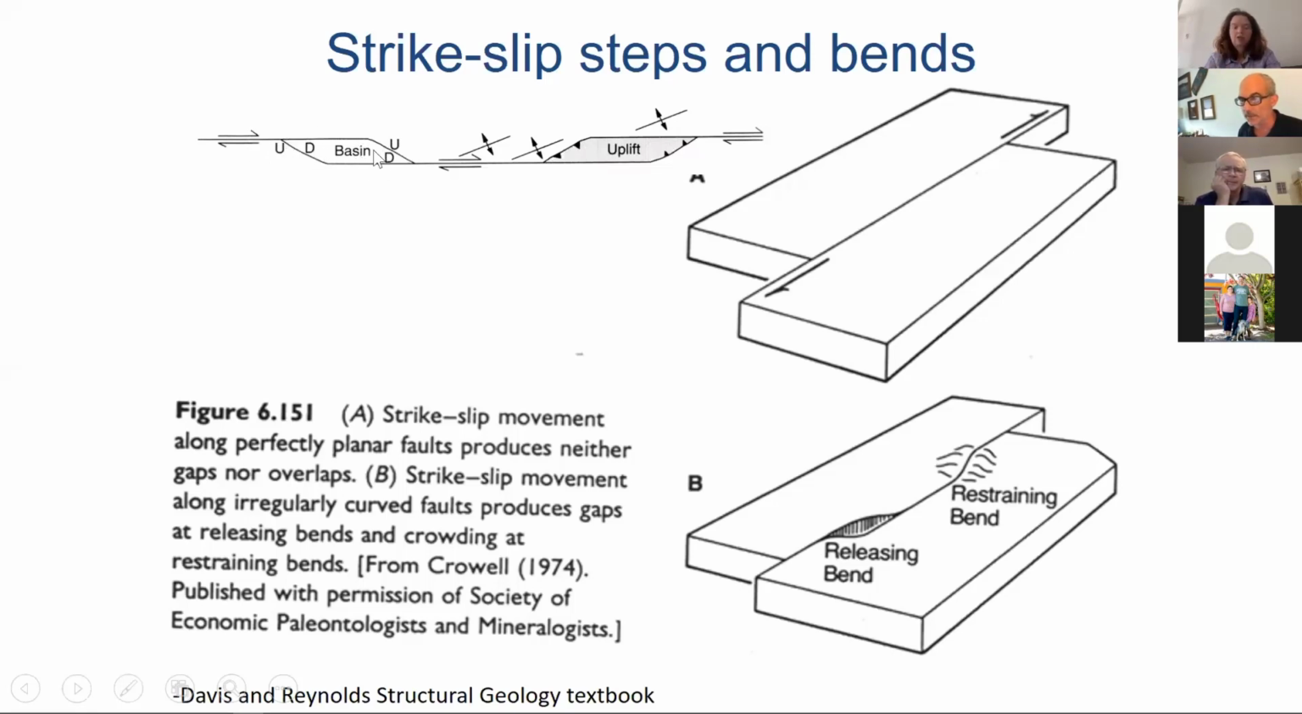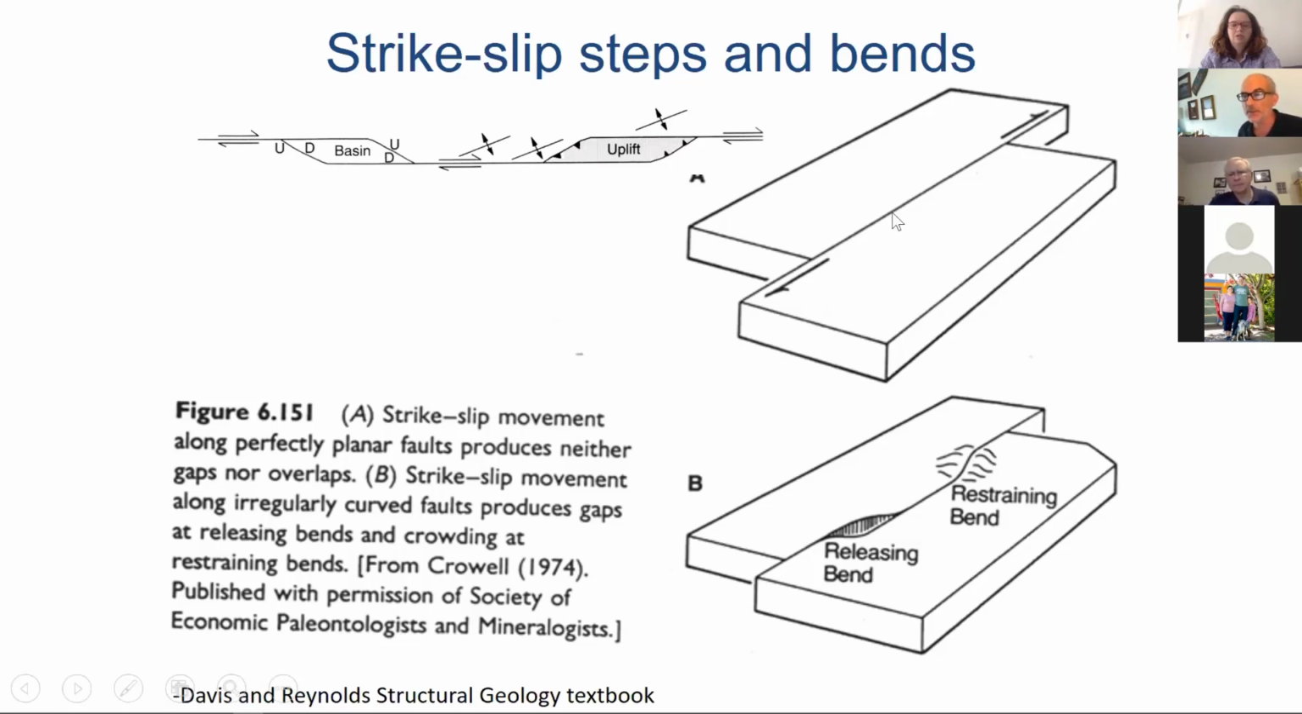We get a basin or a zone of extension in that arrangement. And then over here, we go right lateral with a left step. So if I'm walking along the fault, which way do I have to look for the other fault? To the left. If I come this way, it's the same way. So right lateral with a left step causes uplift or convergence. Obviously if the fault is left lateral, then the sense switches.